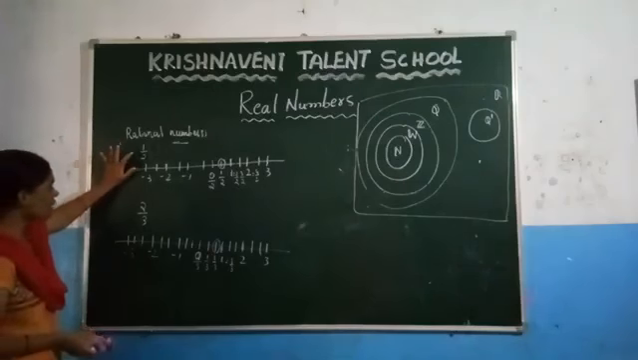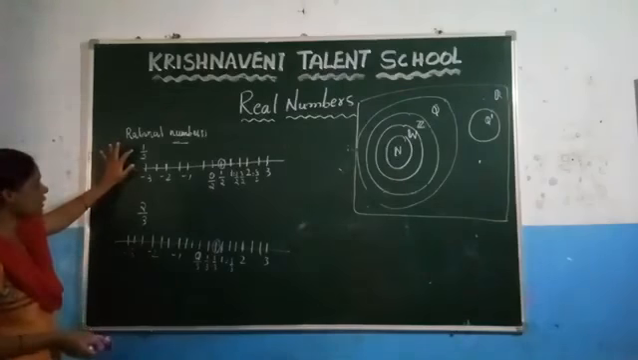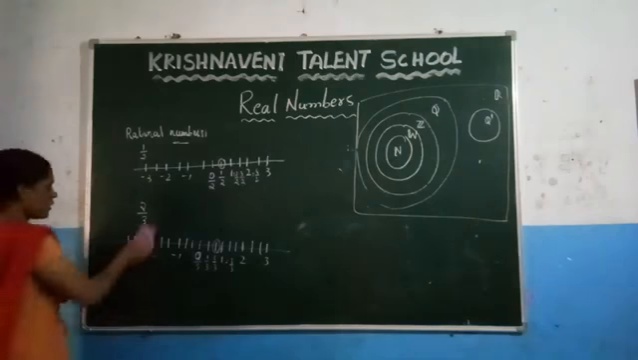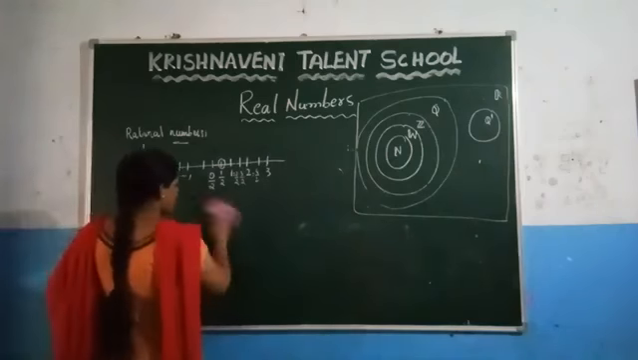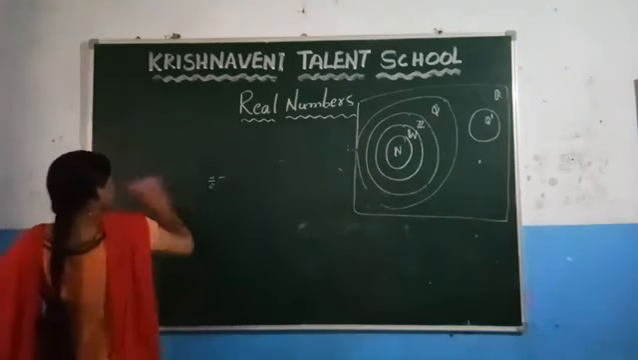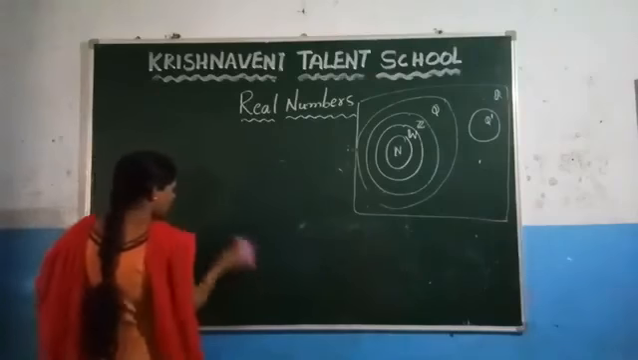Here we discussed rational numbers on a number line, which are terminating decimals. Now let us represent irrational numbers on a number line.